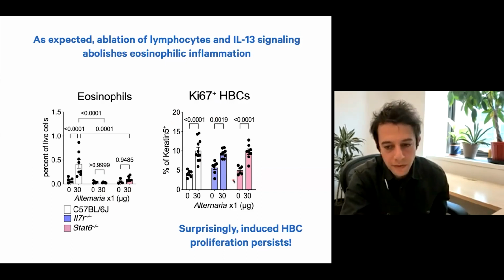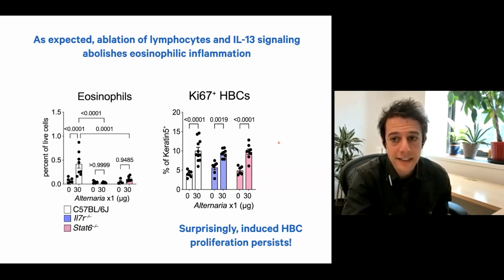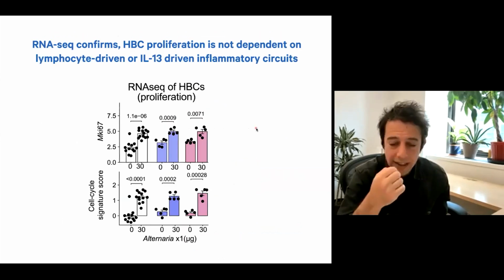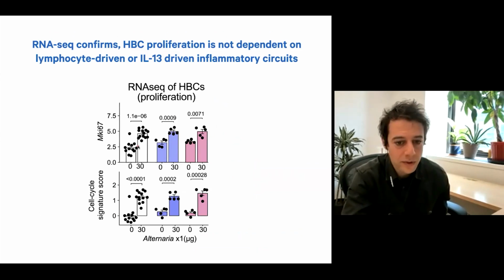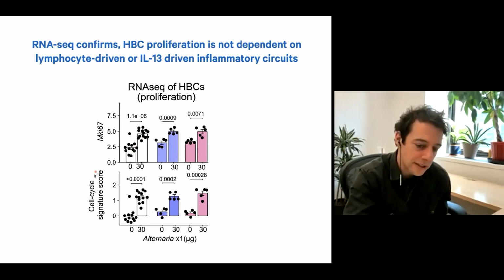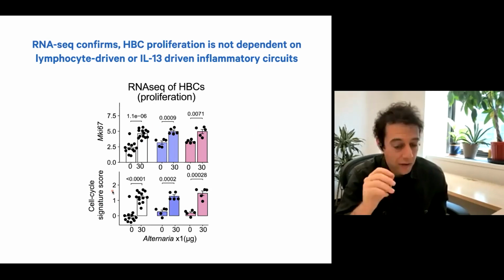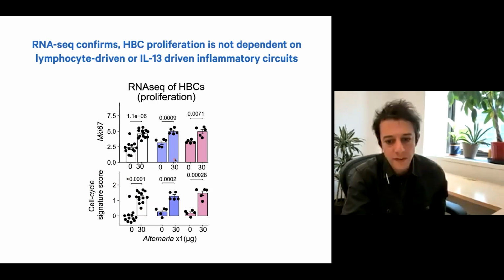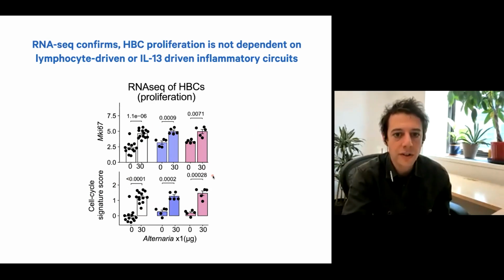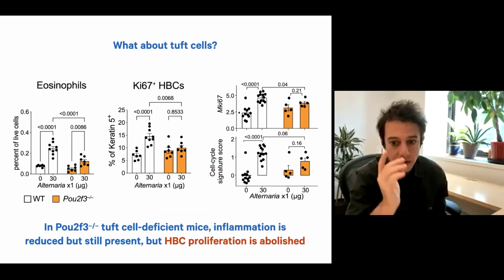So this induced proliferation actually doesn't depend on lymphocytes and IL-13. We then did an RNA-seq experiment to test the same thing at the mRNA level. We saw the induction of Ki67 transcript and also a cell cycle signature score, which uses around 100 cell cycle associated transcripts. Both of these are robustly induced in wild-type mice by Alternaria, and this actually does persist in both the lymphocyte deficient and IL-13 deficient mouse models. So this HBC proliferation doesn't depend on these lymphocyte-driven or IL-13-driven circuits.